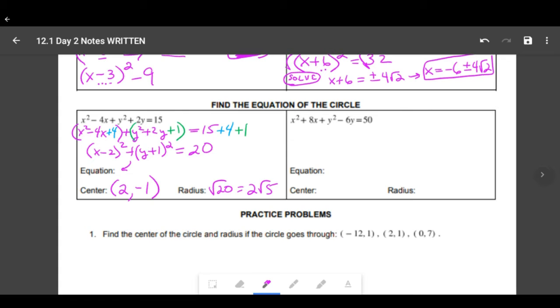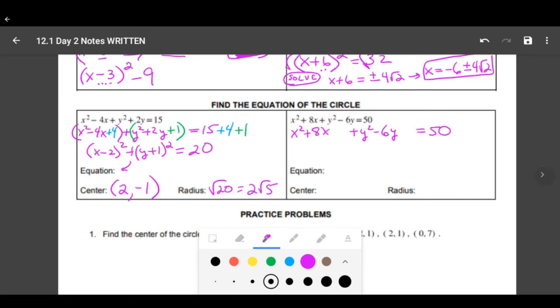We're completing the square. In this case we had to do it twice because we had an x squared, an x term, a y squared, and a y term. We need to make sure we do it twice in order to get it into the exact standard form for the equation of a circle. All right, so let's do it again. So again, I'm going to say x squared plus 8x, I'm going to leave a space, plus y squared minus 6y, leave a space, equals 50.